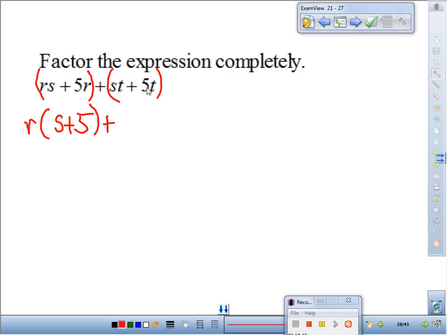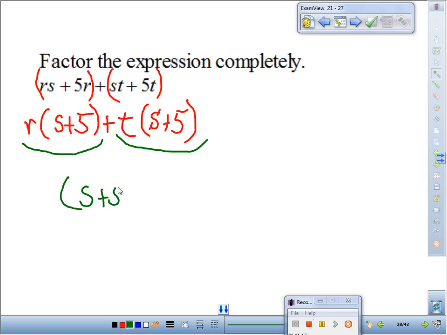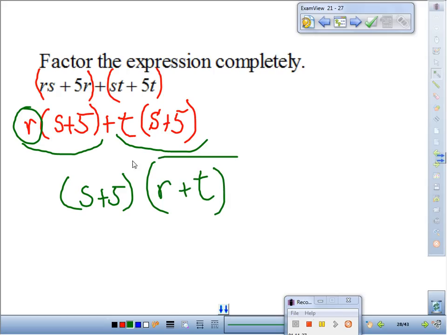Plus, look at the second one. What is the GCF for these two? T. And we're left with S plus 5. Now, since it says factor completely, we need to look at it again. Notice we still have two terms. Term 1, term 2. Is there something that is factorable? What's the same here and here? S plus 5. And what is left? R plus T. And we're done. That's it.